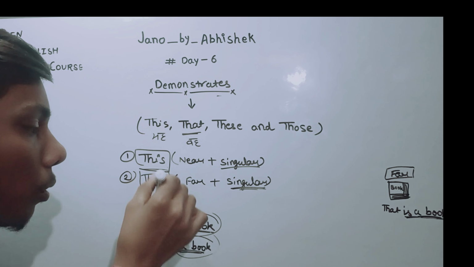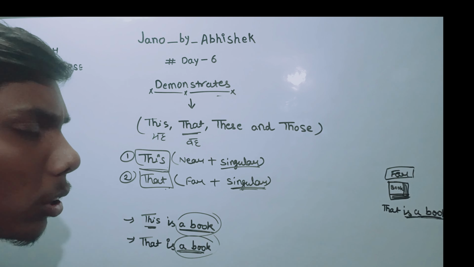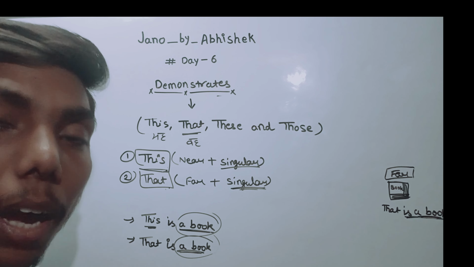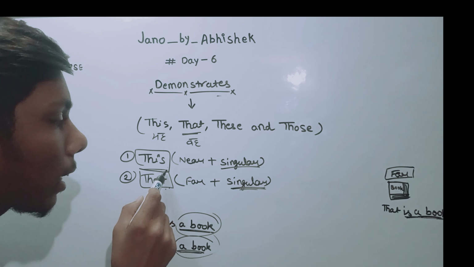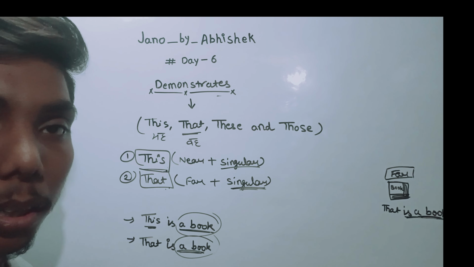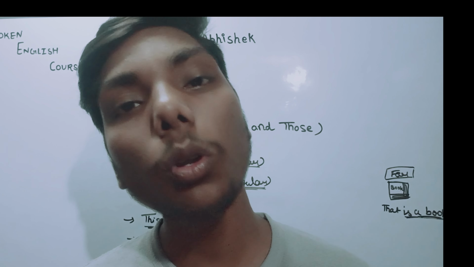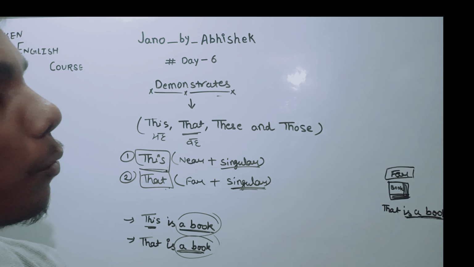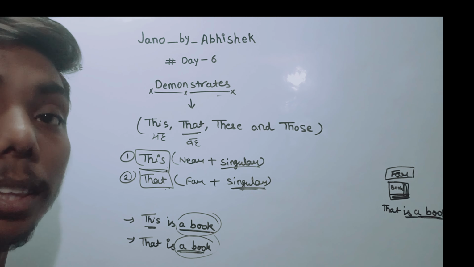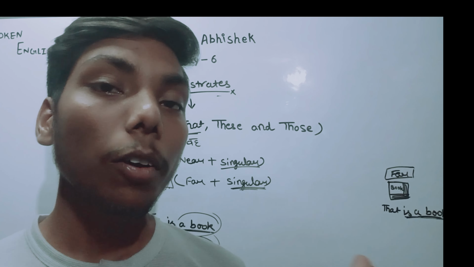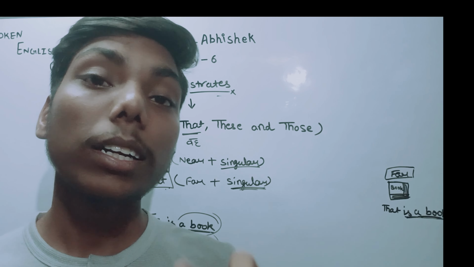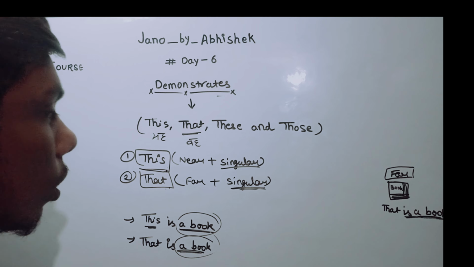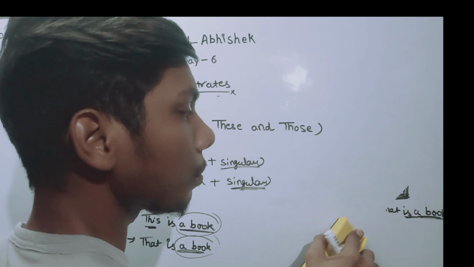And what is the difference between them? When the object or the person is near to me and I want to point it out, I will use this. And if the same thing is far from me and I want to point it out, then I will use that. As we saw in the example, the first book was near to me, so I said this is a book. In the second, when the book was far from me, I said that is a book. So it was the concept of this and that. It was very simple.